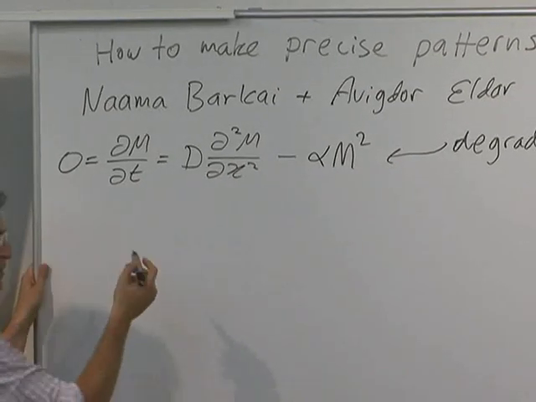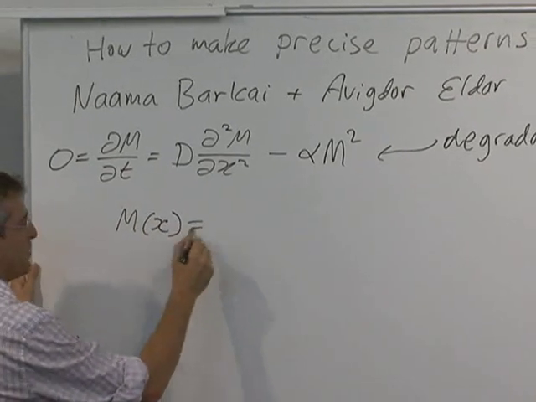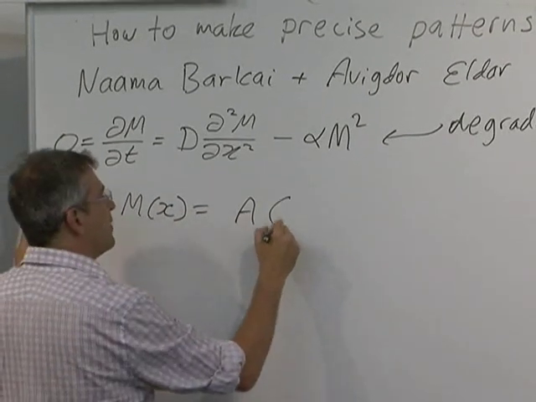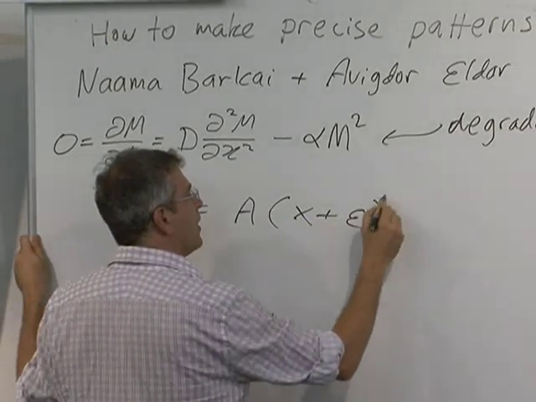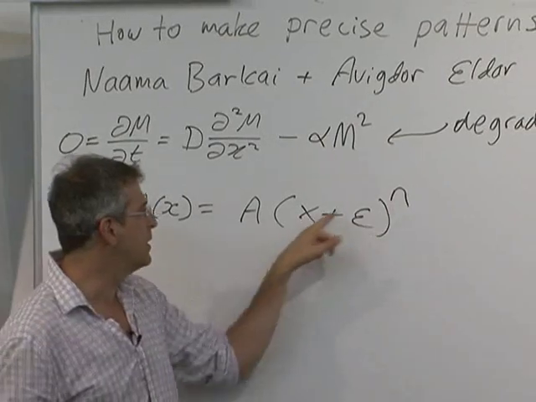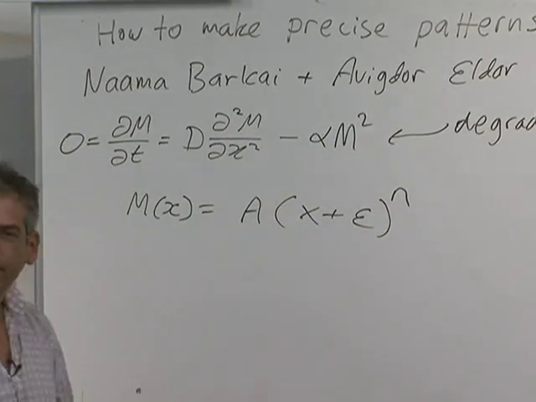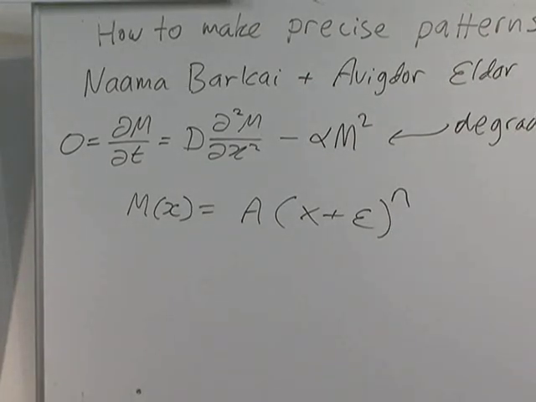So I'm going to just guess the right solution. That's a lot of times the way we solve differential equations. We know the answer. I'm going to guess a polynomial, something to the power n. We're going to calculate a, epsilon, and n by plugging them into this equation. So let's do that.